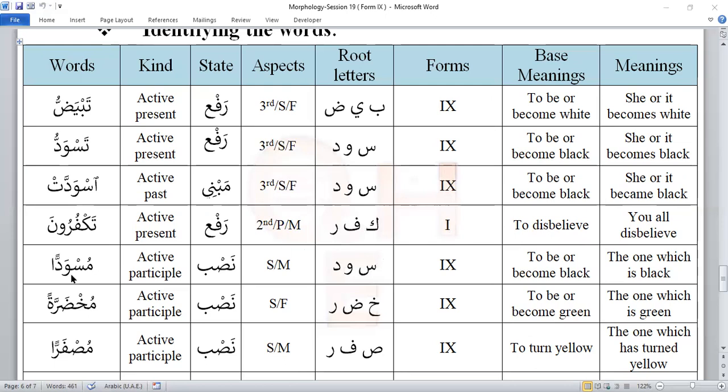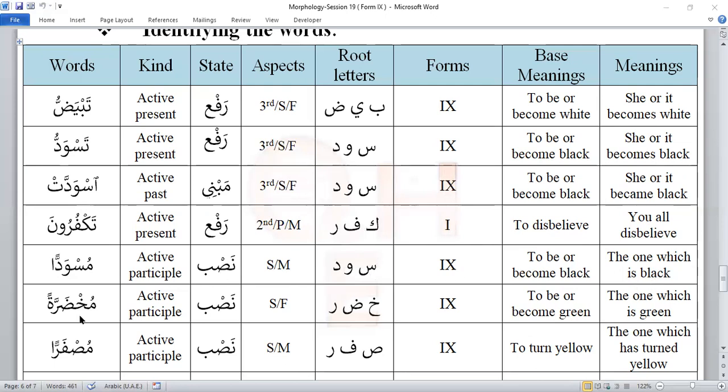Okay. Next one, muswaddan. So what does it match with? Muhmarru, muhmarrun, right? So this is active participle. So this also matches with ismu var, but in the verse it actually means active participle. Okay. And this has fatha, so this is in the state of nasb. This is singular male, and the root letters are sin, waw, dal. Same information. This is like to be or become black. So the meaning can be the one which is black.